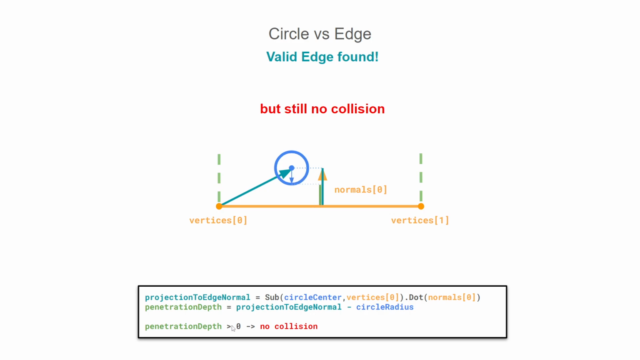And if the penetration depth is greater than 0, then there's no collision. As you can see, this line here, the circle, is not touching the polygon edge. Okay.